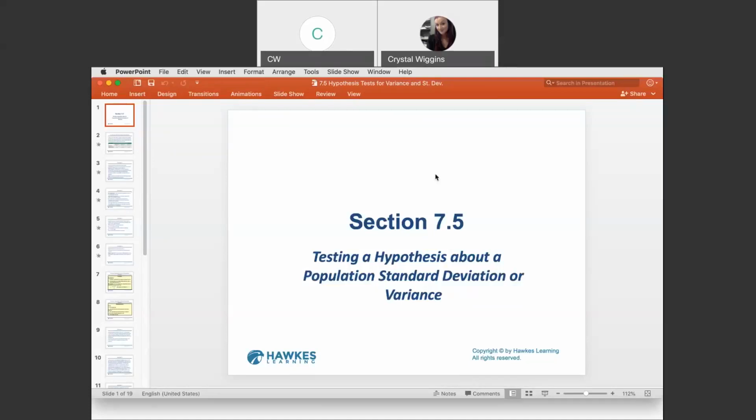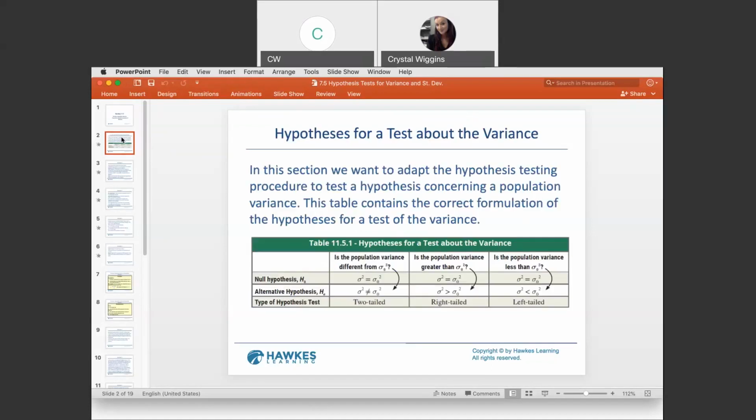This lecture is on section 7.5, and we will talk about testing a hypothesis about a population standard deviation or variance, which are essentially the same test, as standard deviation is just the square root of the variance, and vice versa, variance is just the square of the standard deviation. In this section, we want to adopt the hypothesis testing procedure that we've reviewed and practiced in 7.1 through 7.4 to test a hypothesis concerning a population variance.